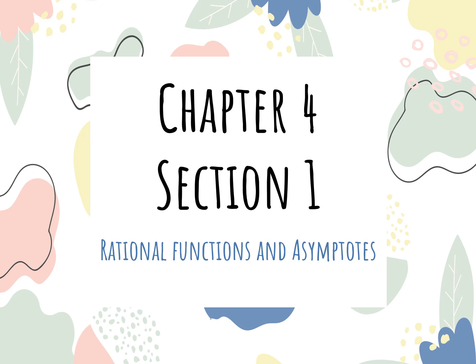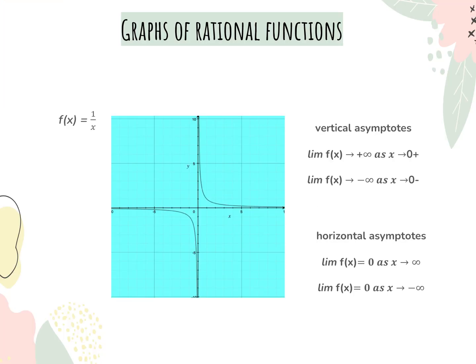Today we're going to begin chapter 4, and we're going to start with section 1, and we're going to deal with rational functions and asymptotes. So the most basic rational function is 1 over x. And again, rational functions have variables in the denominators.